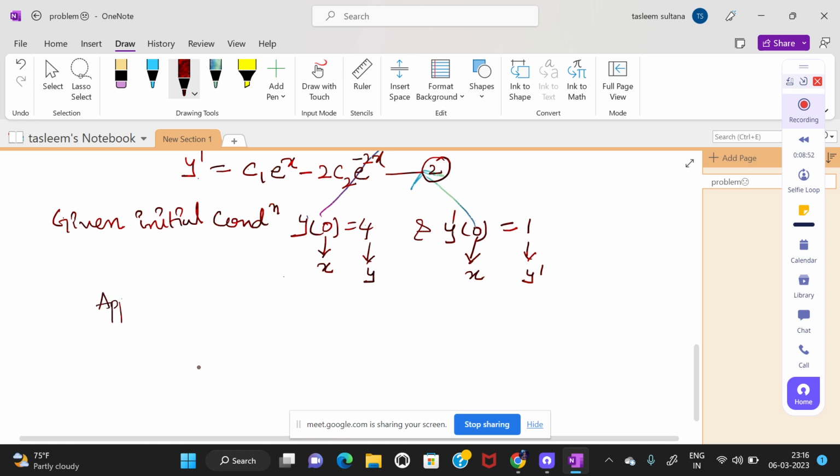Applying first condition to equation number 1.